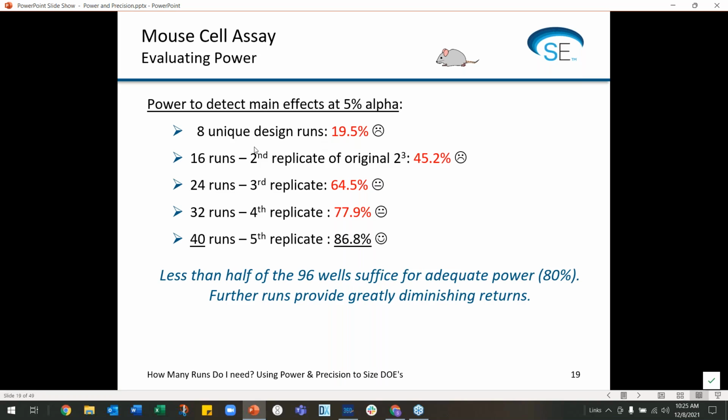Okay, so as we were building and adding runs, power keeps increasing. If we wanted to add a 6th replicate, we could certainly get higher power. It provides diminishing returns as you go up and up, but if you have the budget to do more runs, certainly there's no harm in doing that. It's just doing a little bit more work.